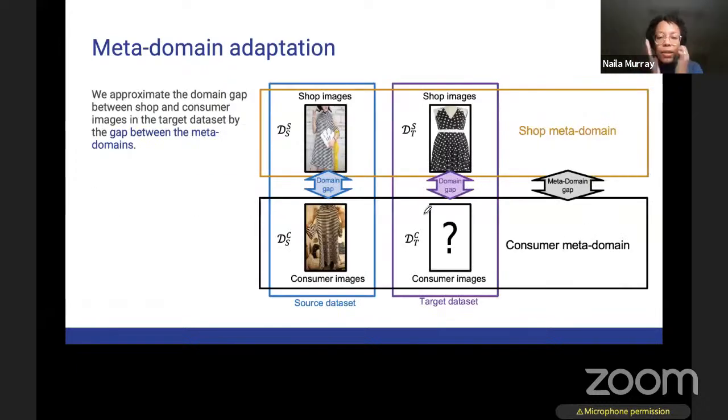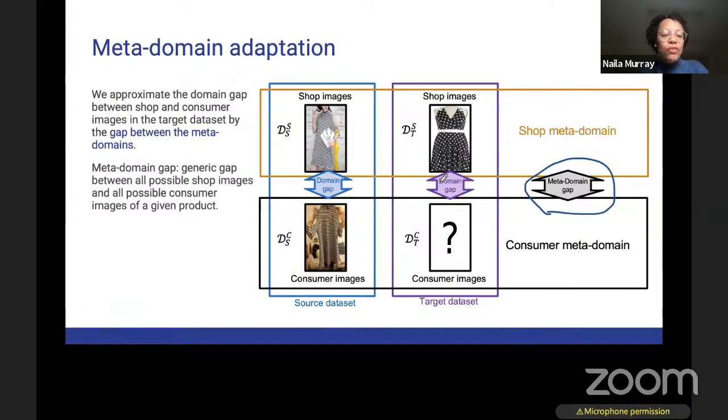So we've built up the scenario. As I mentioned before, we're going to approximate the domain gap between our target data set by a meta domain gap. I think this is a pretty reasonable approach because even if we've never seen these consumer images before, we expect that at least some of the gap between these two is likely to be generic across specific data sets. So we're assuming that we can, to some extent, approximate this gap by this meta domain gap.